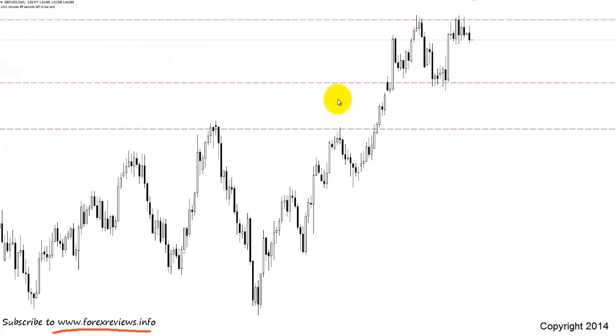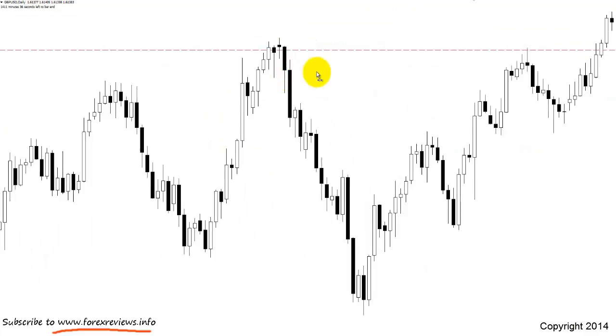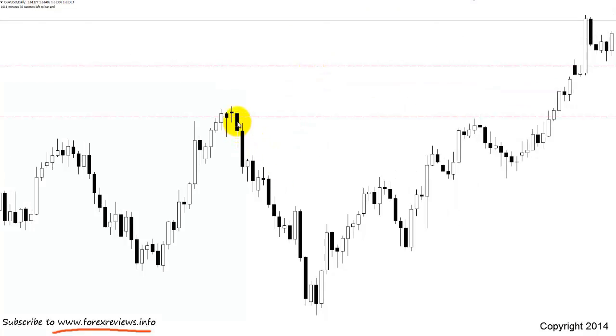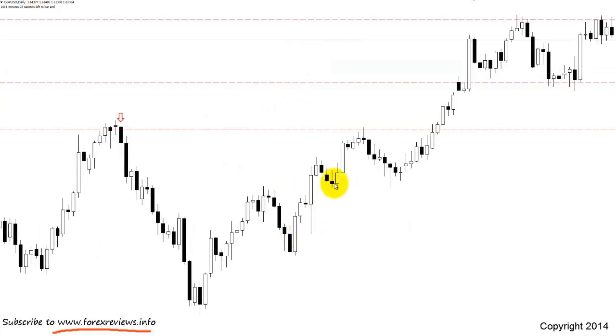So when people ask me, how long can support and resistance be valid? It can be valid for years and years and years. So let's have a look at this one. We got a bearish engulfing here, and price went down. We came back to that spot again later on. We got a bearish engulfing here, and price went down.